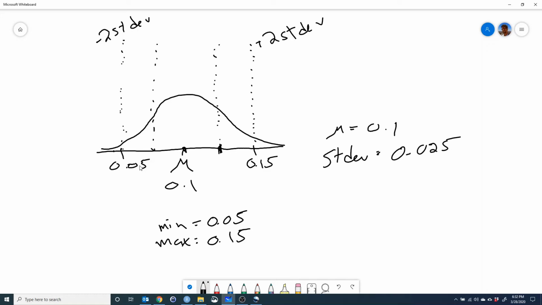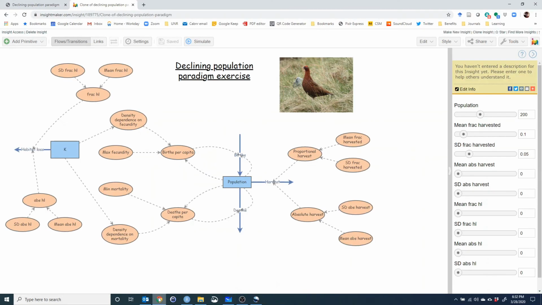So that's just an aside about probability and statistics, but it's useful to know something about the normal distribution because it comes up so often in real systems. Real variables that we measure in the field are often normally distributed, so it's a very important distribution to know something about. All right, so let's go back to InsightMaker.